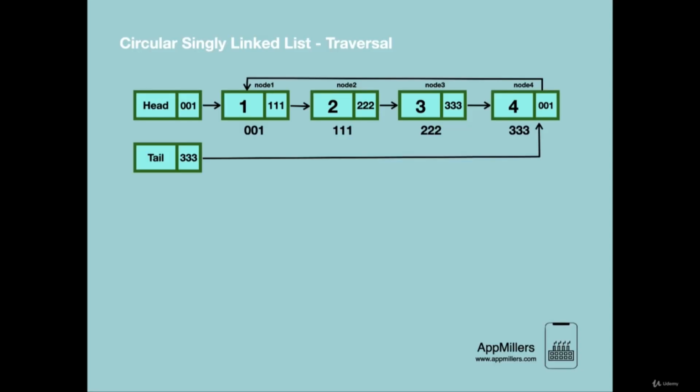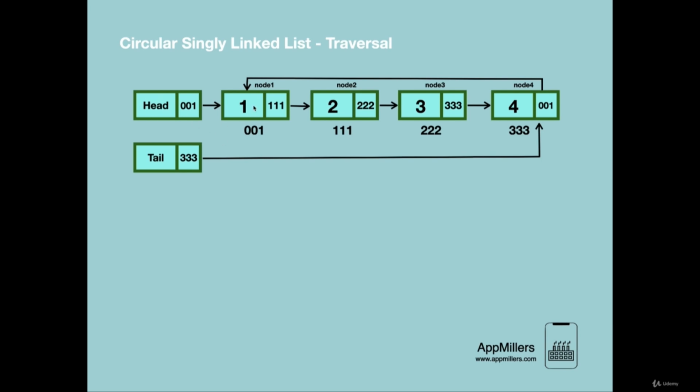Hi there. In this video, we will talk about how to traverse a given circular single linked list. It's basically the same as a single linked list. There is no difference at all. We first start with the first node, bring out its value, and keep continuing and print each value until we reach the last node.